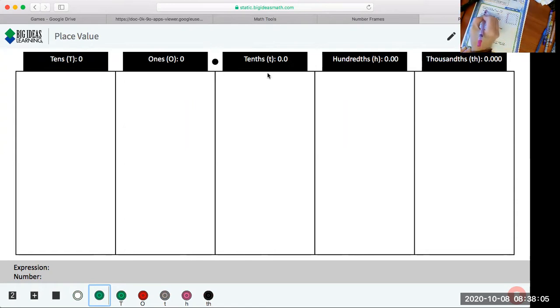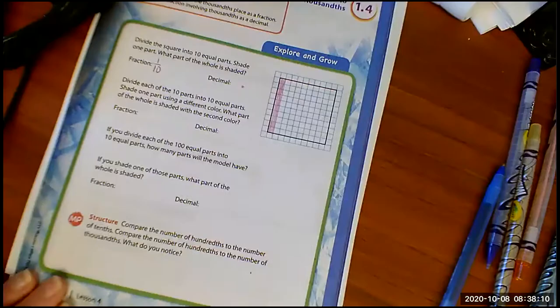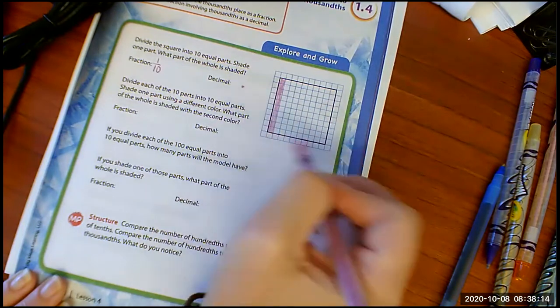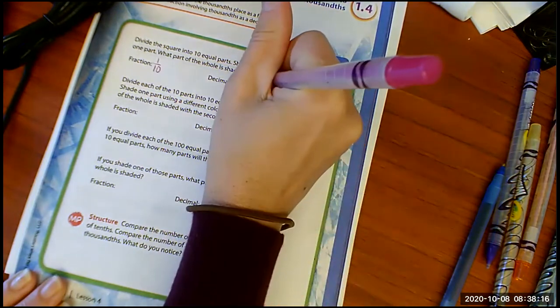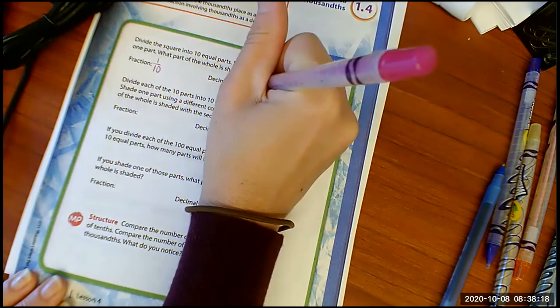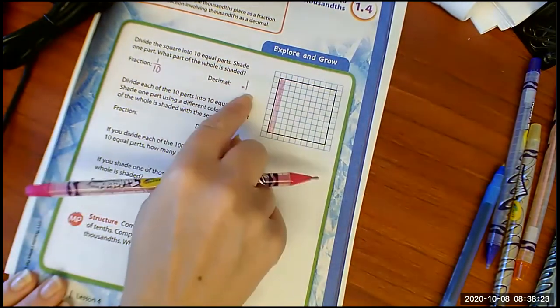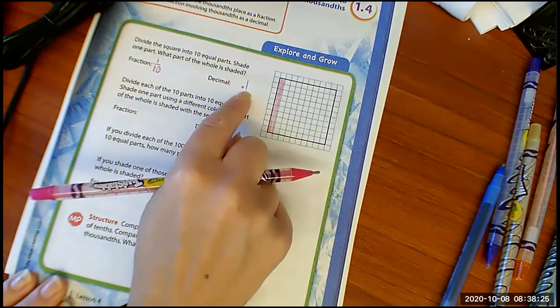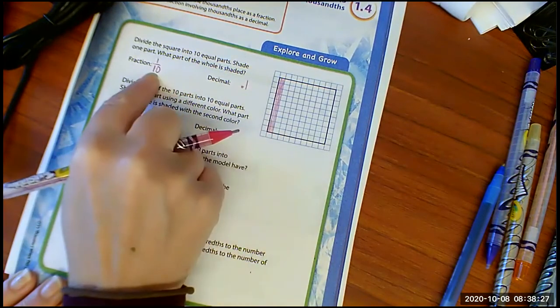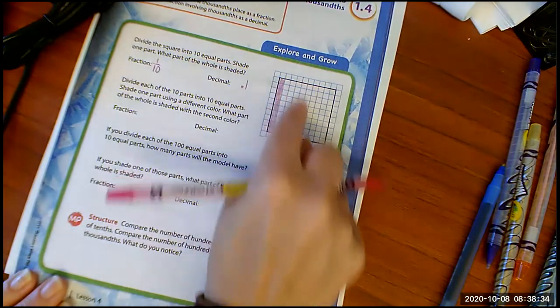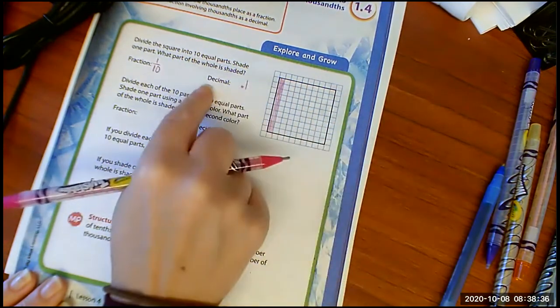And we have 1/10 shaded. Let me stop share. We have 1/10 shaded in our flat. So I'm going to put a 1 right after that decimal point, and that is the decimal 1/10. This means the same thing as that. This is 1/10. This is what it looks like, 1 out of the 10 pieces. And this is 1/10.